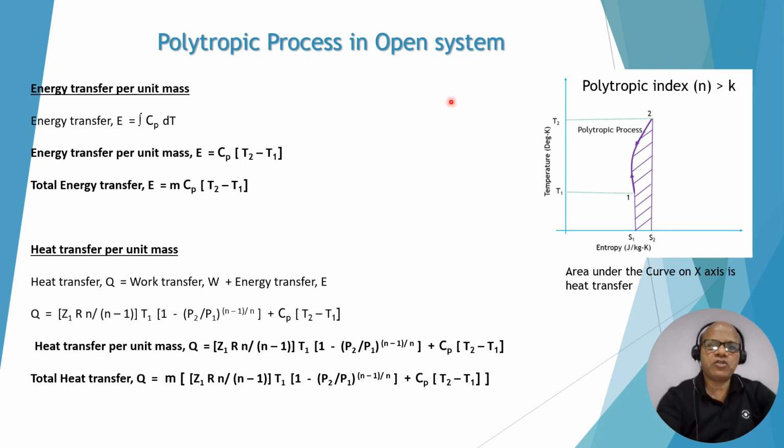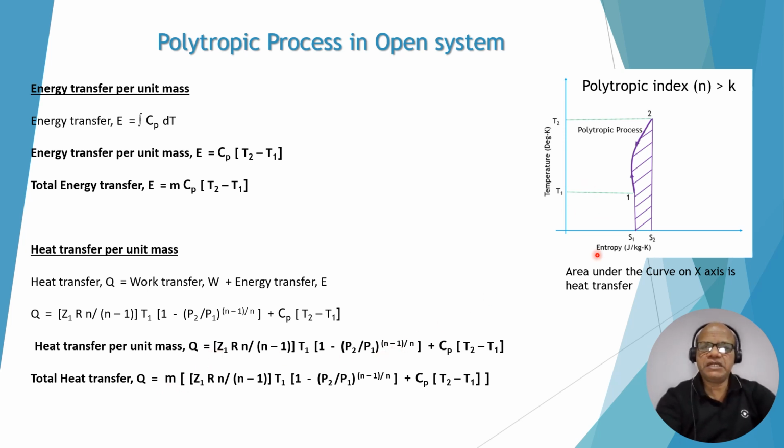Now for the open system polytropic process, the energy change per unit mass is Cp (T2 minus T1). So total energy change is m Cp (T2 minus T1). As per the first law of thermodynamics, Q is equal to W plus E. So you have to add work plus energy. This expression is heat transfer per unit mass, and if you want to calculate total heat transfer, just multiply mass m with this expression.